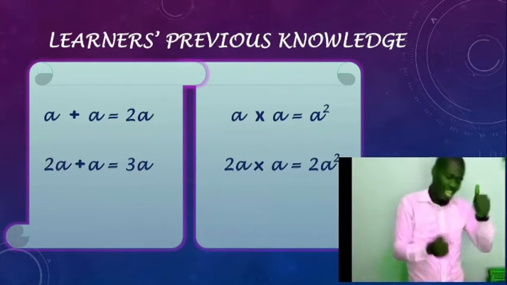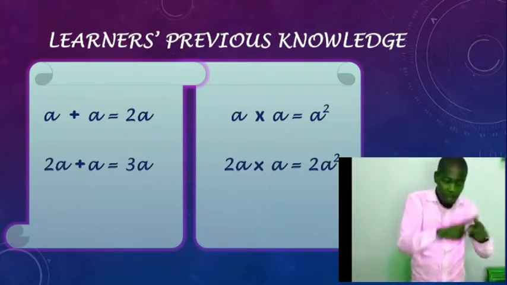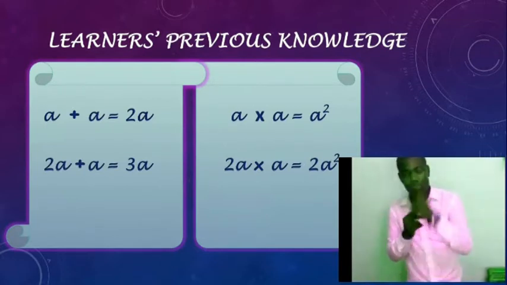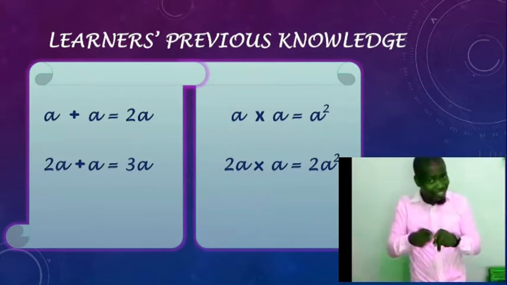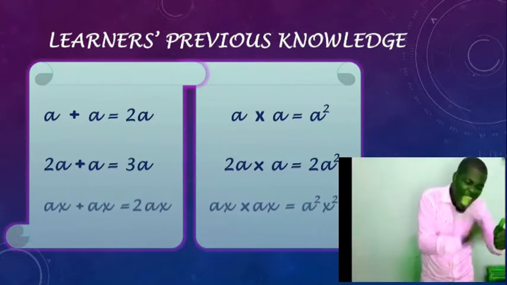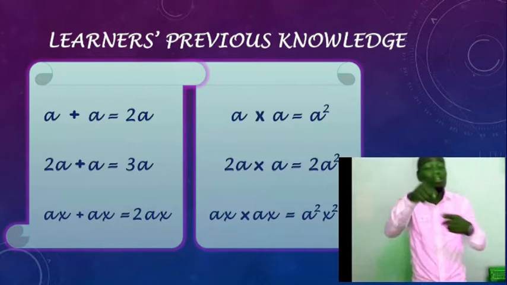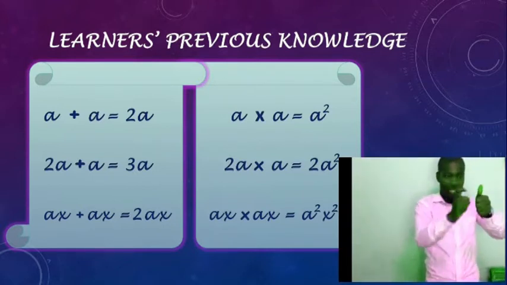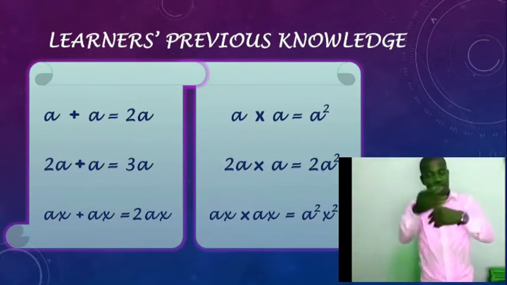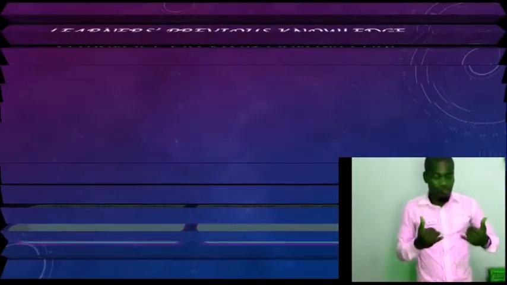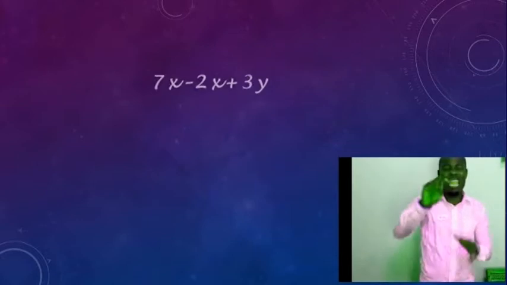Let's look at another one. 2a plus a is equal to 3a. However, 2a multiplied by a is equal to 2a squared. And let's look at the third one. ax plus ax equals 2ax. But when you multiply it, ax times ax will give you a squared x squared. So let's proceed to our lesson.